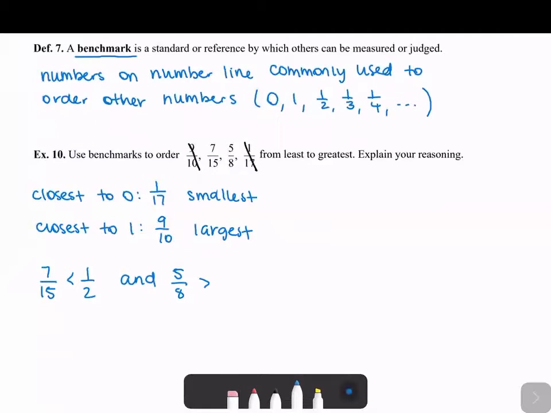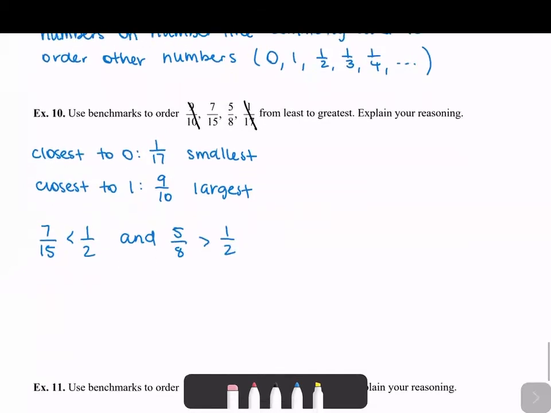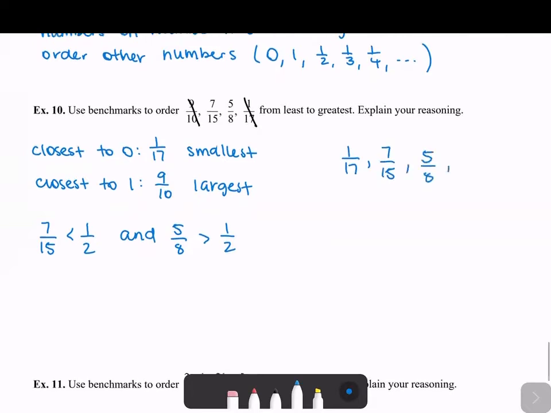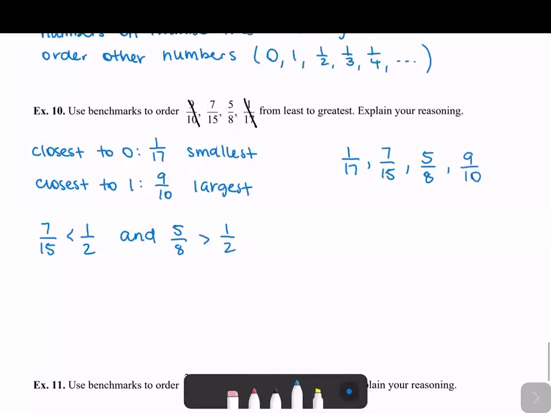And this is all we need. All we need to know is which one's closest to 0, which one's closest to 1, and how 7/15 and 5/8 compare to 1/2. And then we can order them. So our order is going to be 1/17 is the smallest, 7/15 because it's less than 1/2, 5/8 because it's bigger than 1/2, and then 9/10 being closest to 1. So this is going to be our order.